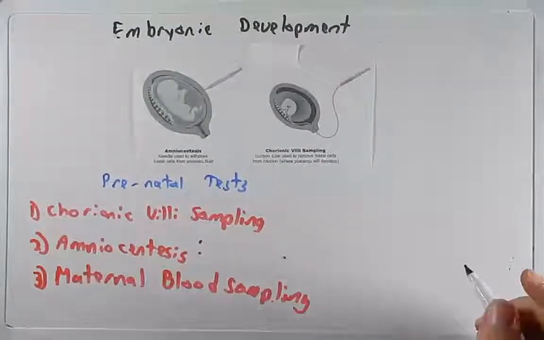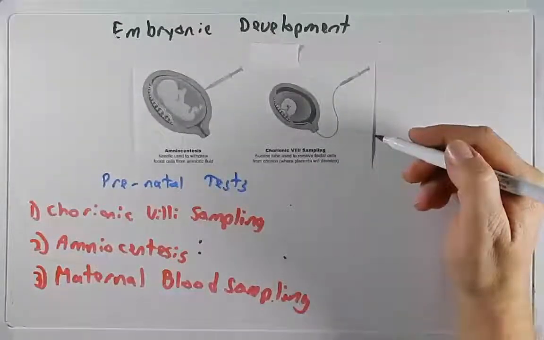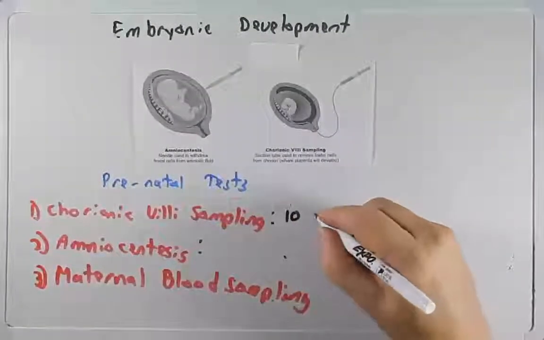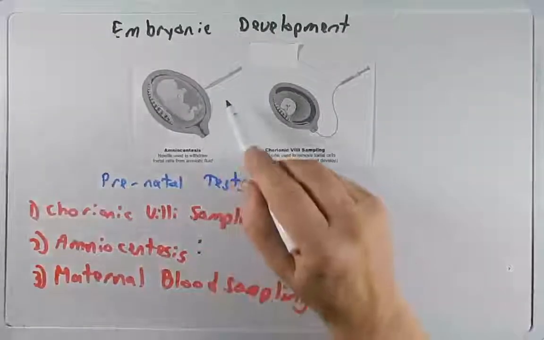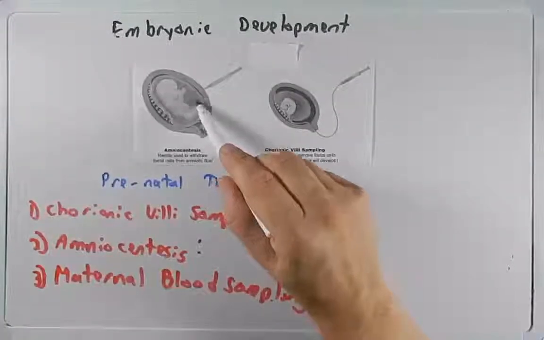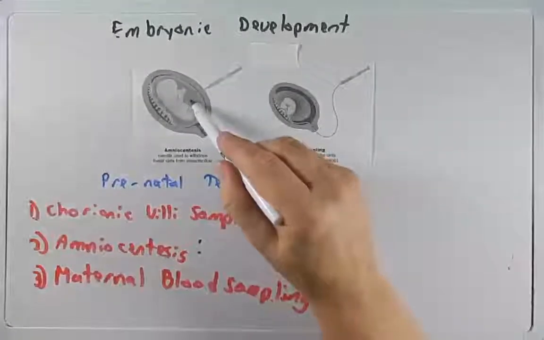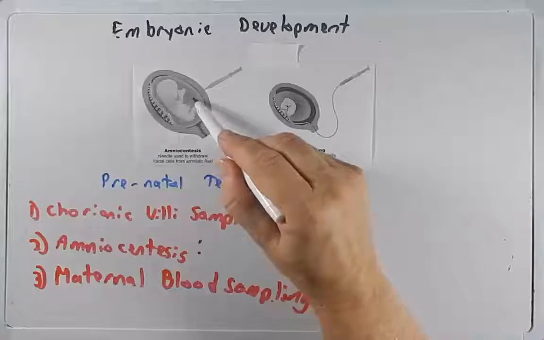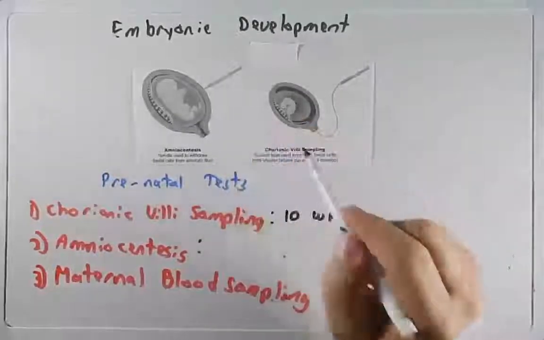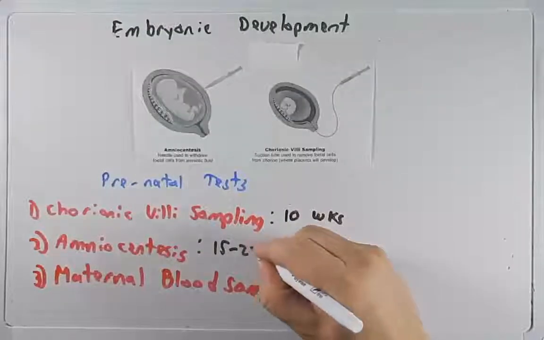With chorionic villi sampling, a tube is placed into the uterus and it removes cells from the chorionic villi. These can be taken from the developing embryo as early as 10 weeks. With amniocentesis, a needle is placed through the abdomen into the amniotic sac to withdraw some fluid from the amniotic fluid there. Remember, there are going to be some cells that are removed from the developing fetus that are going to reside here in the amniotic sac, so they can be analyzed. So this can happen as early as 15 to 20 weeks.